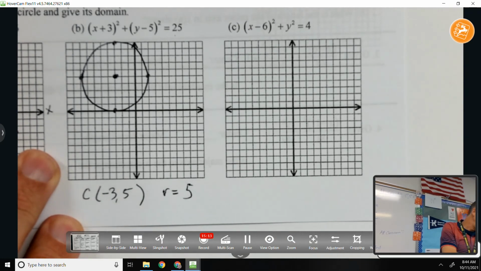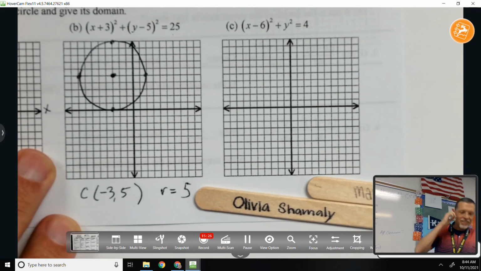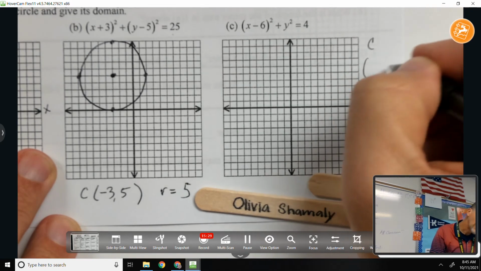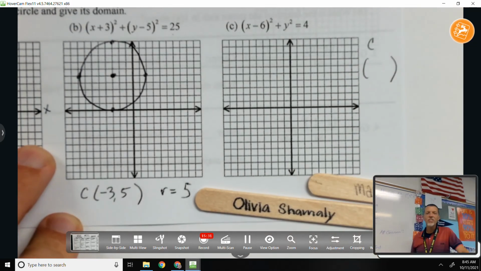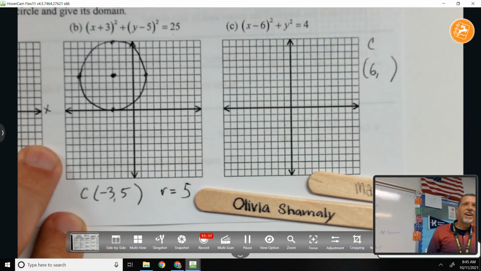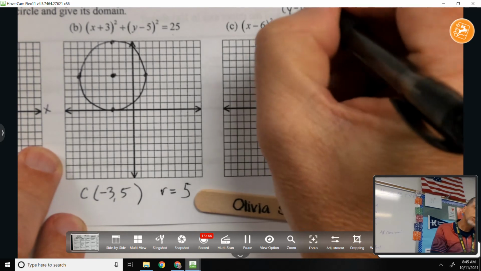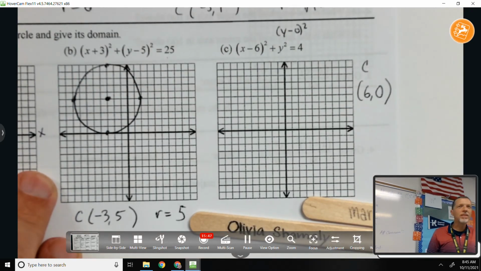I got to pick somebody who's here. Olivia's here. Maria's here. It's just 6, 0. So, Olivia, you got a kind of a tricky one here. What's the center for that one? 6, 0, I guess. You guessed right. Because that'd be the same as if it was y minus 0 squared. We don't really write it like that, but that would be the same thing. So that kind of throws people off sometimes.